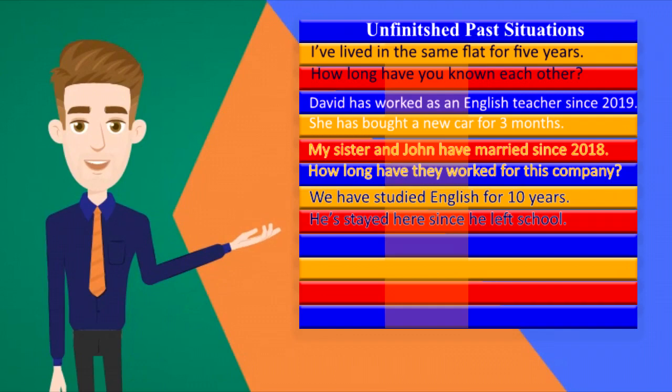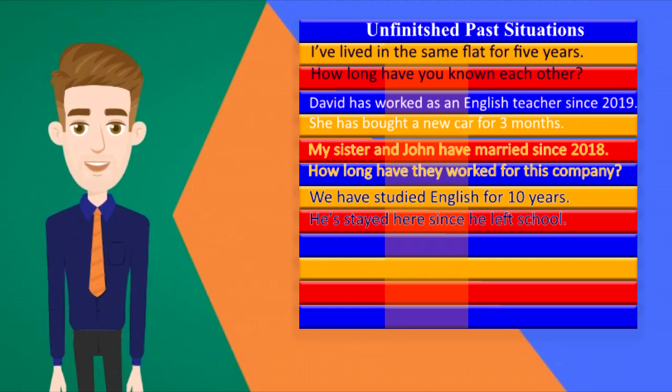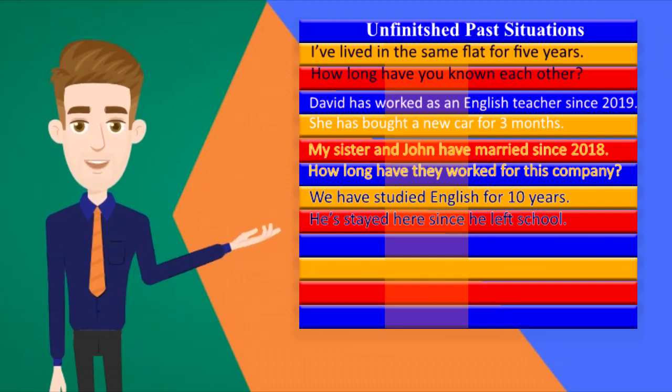David has worked as an English teacher since 2019. She has had a new car for 3 months. My sister and John have been married since 2018. How long have they worked for this company? We have studied English for 10 years. He's stayed here since he left school.